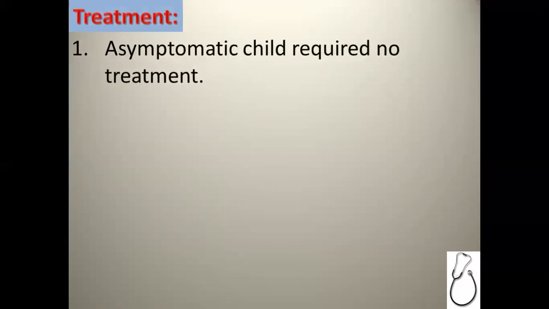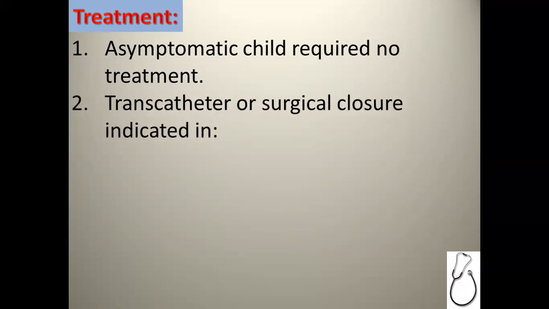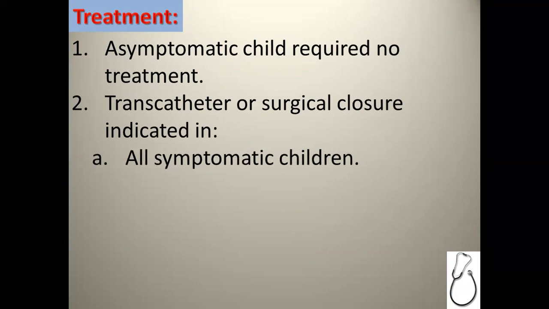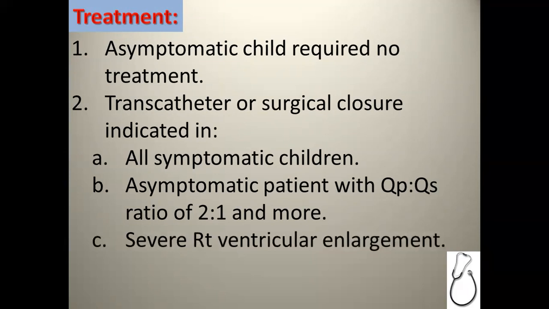Treatment: an asymptomatic child requires no treatment, and transcatheter or surgical closure is indicated in all symptomatic children. Also in asymptomatic patients with a QP to QS ratio of 2:1 or more, that means much increase in the pulmonary vascular resistance, and severe right ventricular enlargement.